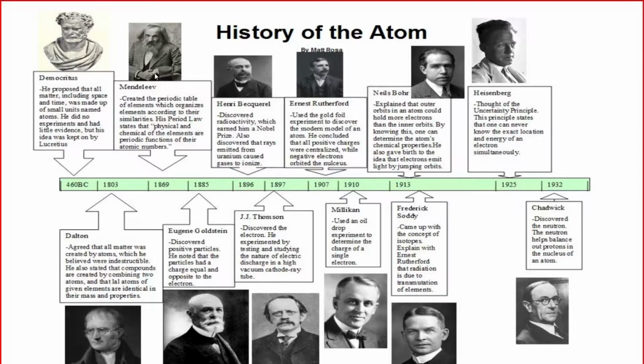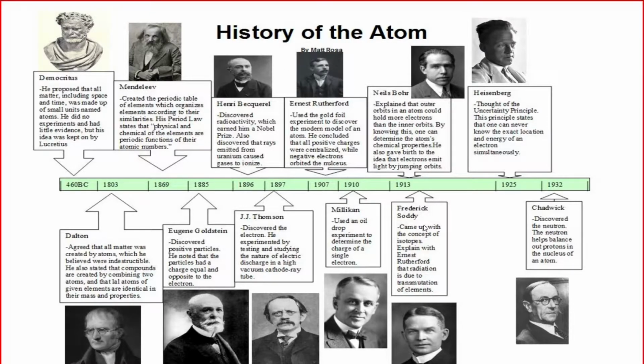And then we have Millikan, who used an oil drop experiment to determine the charge of a single electron. And then we have Niels Bohr in 1913, and he explained that outer orbits in an atom could hold more electrons than inner orbits, and by knowing this, one could determine the chemical properties of an atom. He also gave birth to the idea that electrons emit light by jumping orbits.